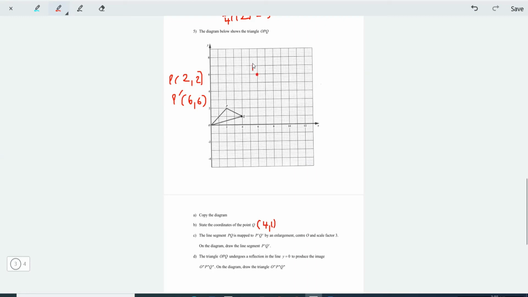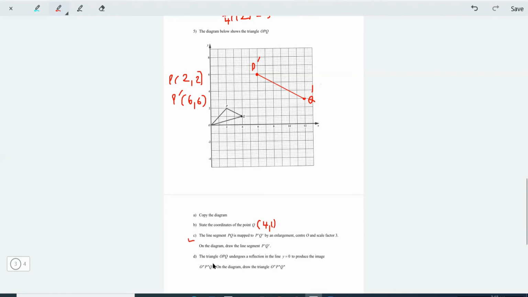You do the same for Q. Q is (4, 1). 4 times 3 is 12, and 1 times 3 is 3. So that's (12, 3). Somewhere right here is Q prime. That's P prime, Q prime, and then we can draw the line segment P prime Q prime. That is part C.